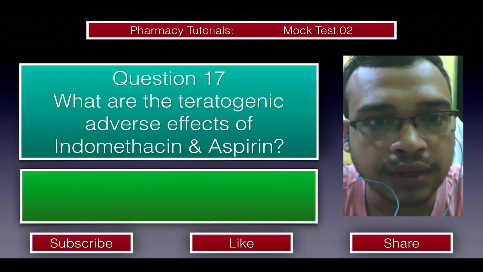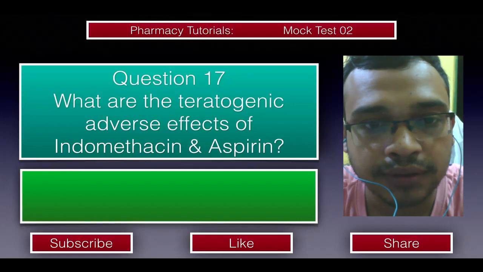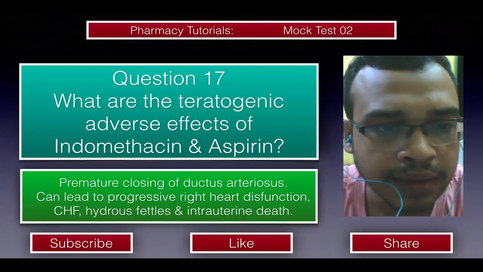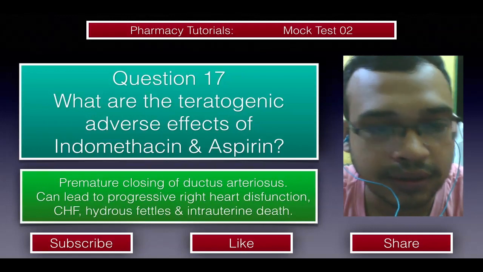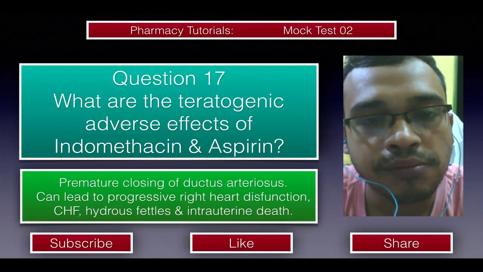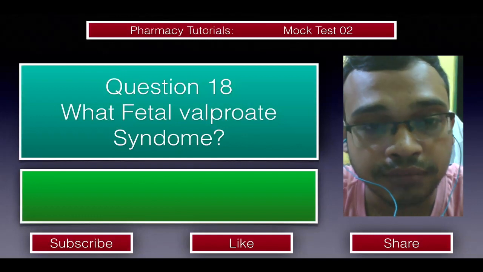Next question, what are the teratogenic adverse effects of indomethacin and aspirin? Means they both have the same type of teratogenic adverse effect. Let's see the answer. Premature closing of ductus arteriosus, which can lead to progressive right heart dysfunction, congestive heart failure, hydrops fetalis, and intrauterine death. Next question is, what is fetal valproate syndrome?